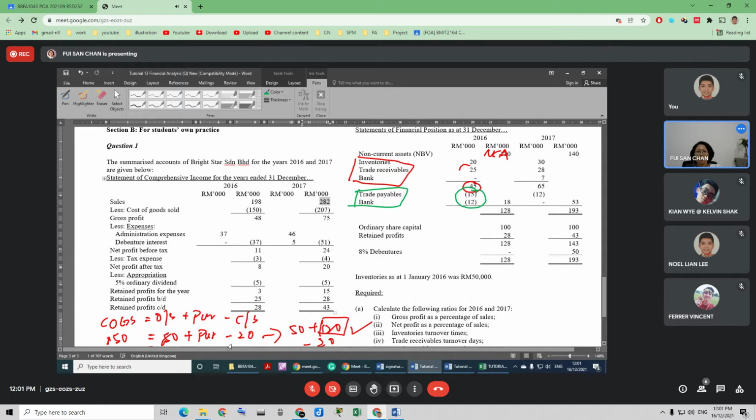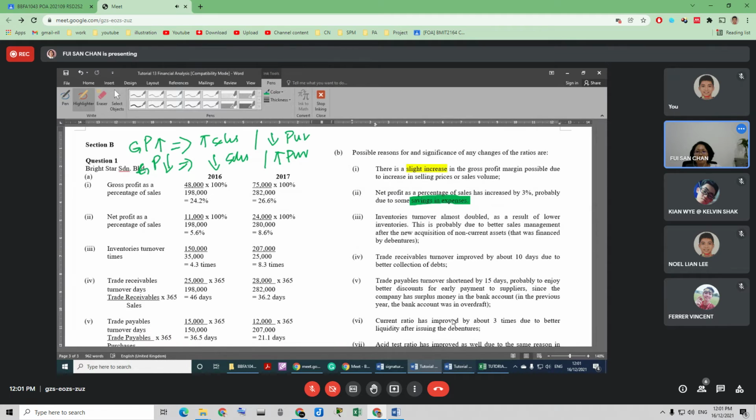So you go and study your numbers. Here your answer says, probably due to some savings in expenses. But if you look at the number, is it saving? No, the expense is even higher, right? But anyway, if there's an increase in net profit, then definitely you have controlled your expenses very well, in the sense that your net profit will increase. Because if your expenses are very high, definitely your net profit will be low, right?